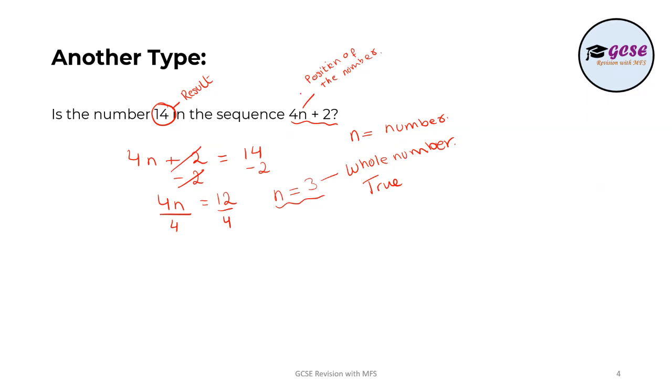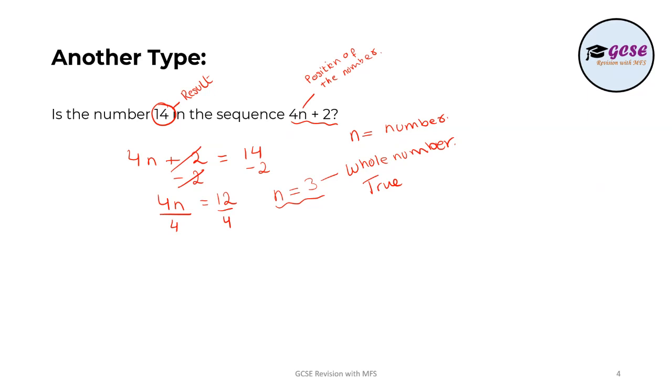So all we're doing over here is making it equal to the number. We're being asked, is the number 14 in that sequence, 4n plus 2? What we're doing here is just making it equal to it. 4n plus 2 is the sequence, and we're being asked, is 14 in that sequence? We're not asked the position of the number, we need to work that out. So we do 4n plus 2, and we make it equal to 14.